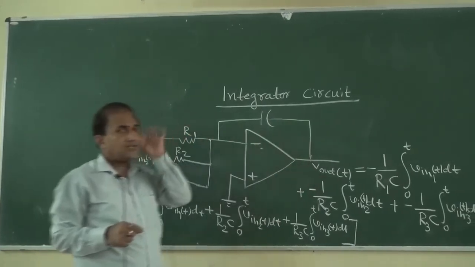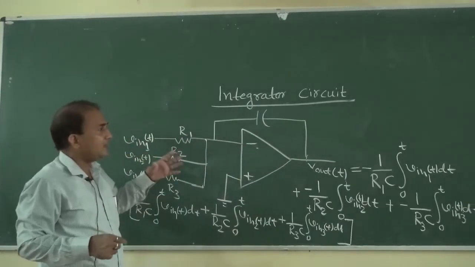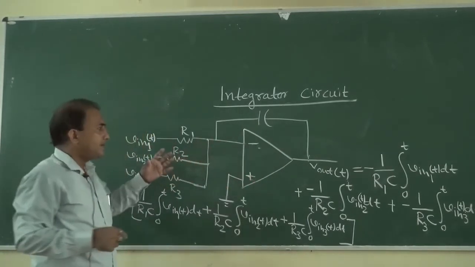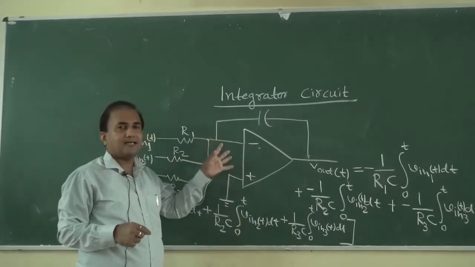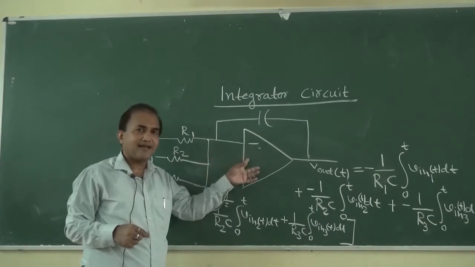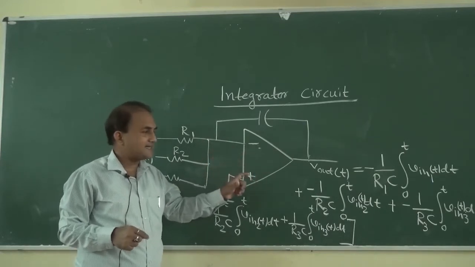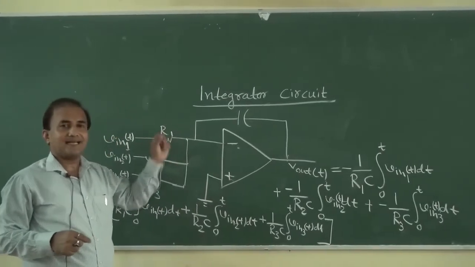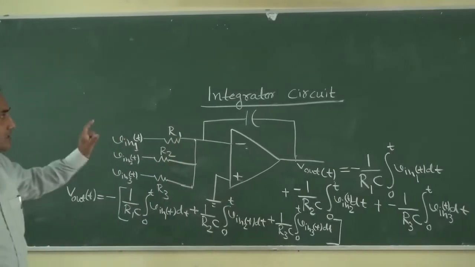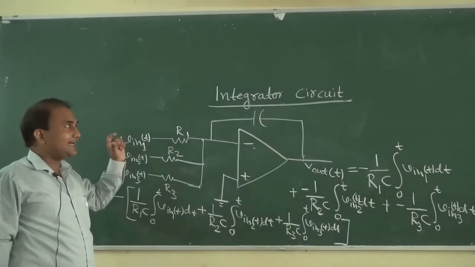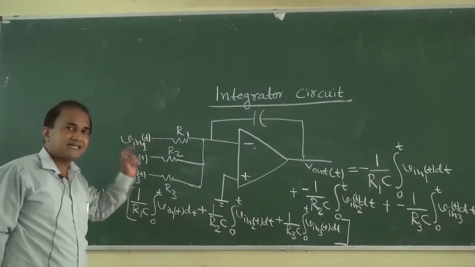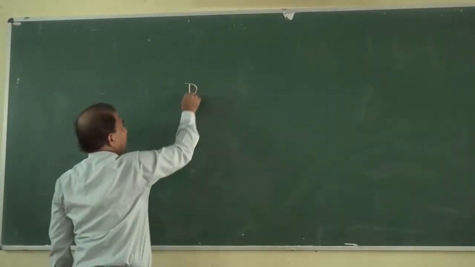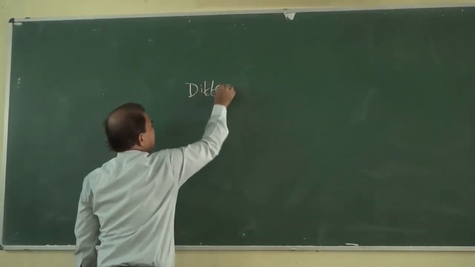So here we are using the superposition theorem to determine V output. In this way we can determine the output of an integrator circuit, and we can make an integrator circuit by using an operational amplifier. And what is RC? RC is the time constant of the R and C circuit. So this is all about making an integrator circuit by using an operational amplifier. Then we will see about the differentiator.